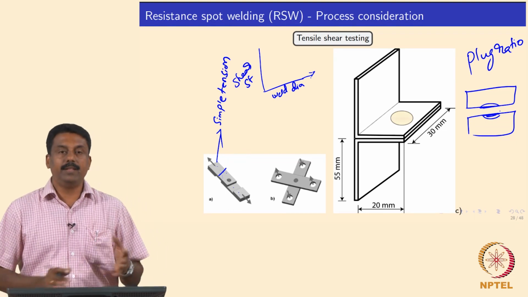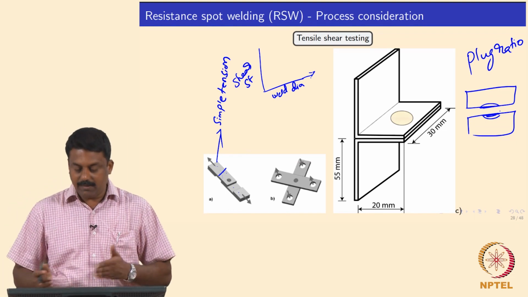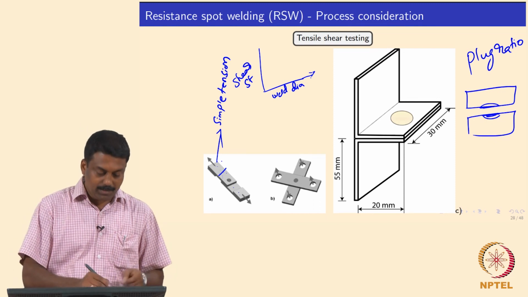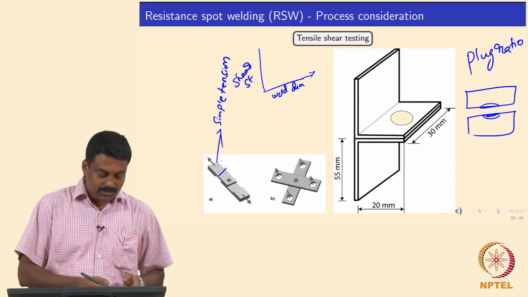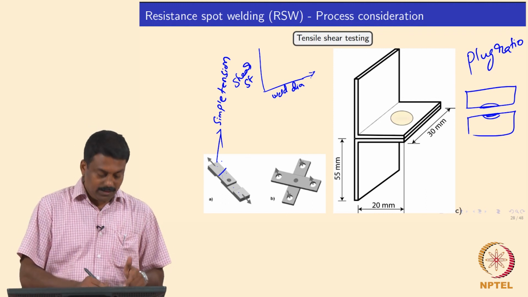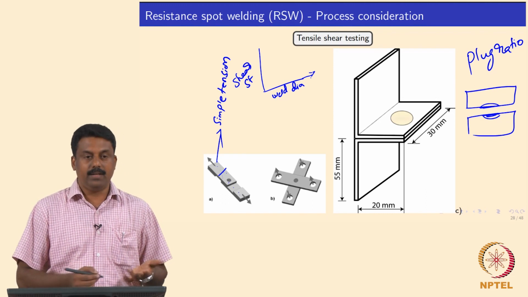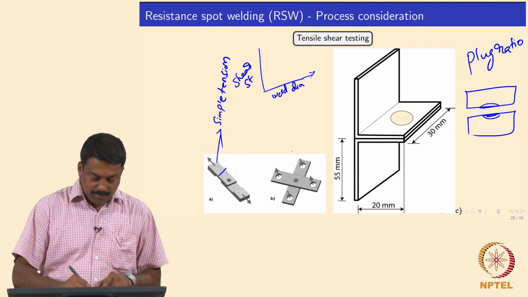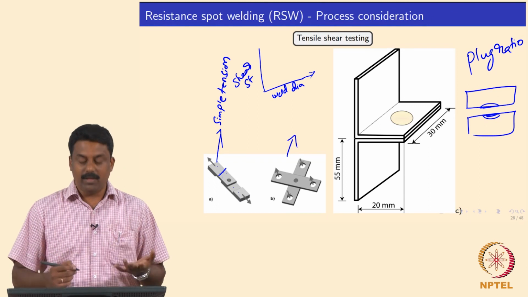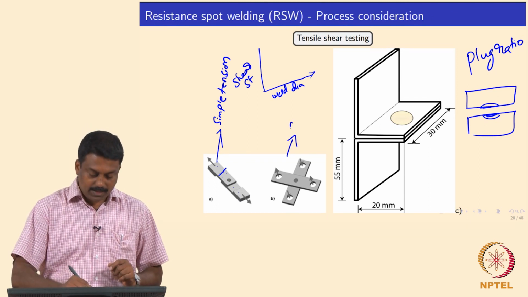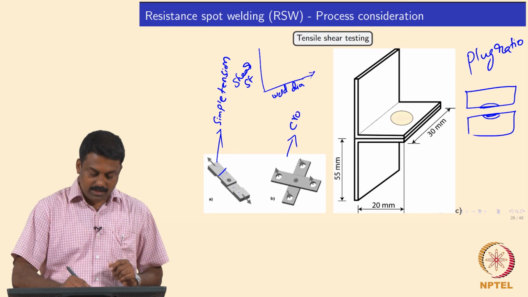So, we do it generally in 3 ways. One is a simple tension test. Okay. There are some problems because the load applied is not applied directly onto the weld. So, people have devised some other methodology. For example, in this case it is known as the cross tension test.